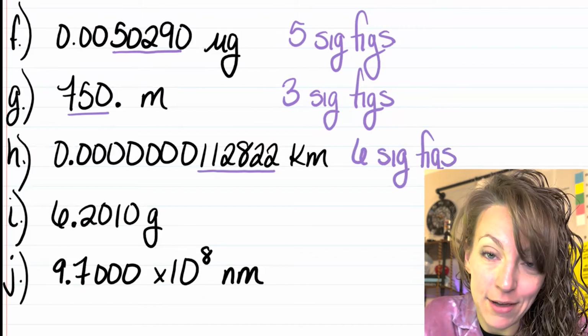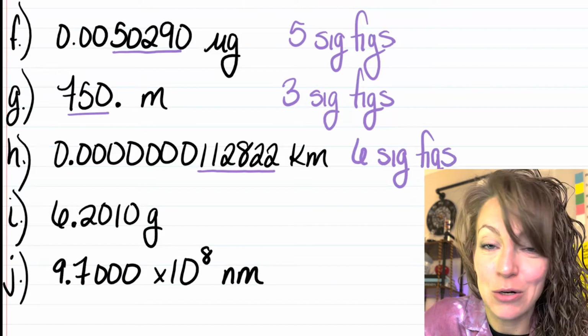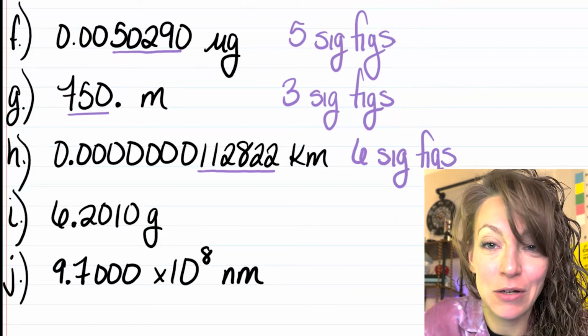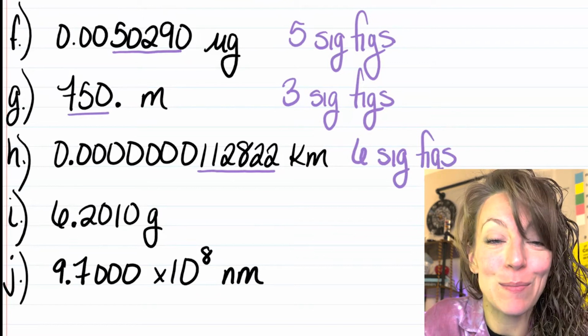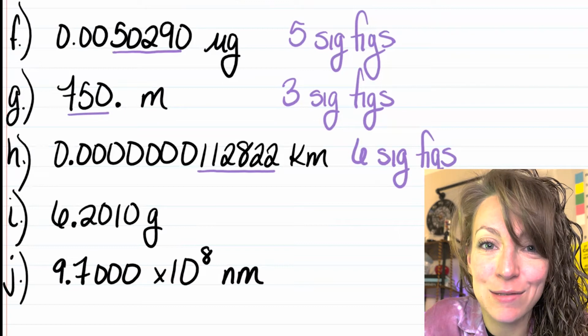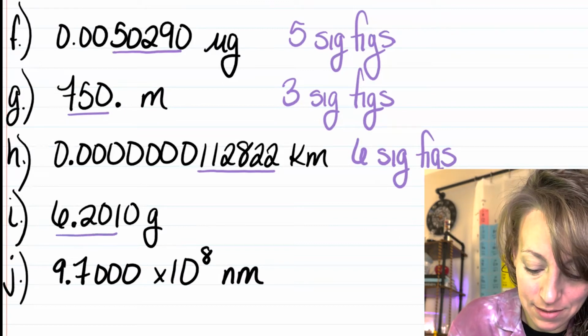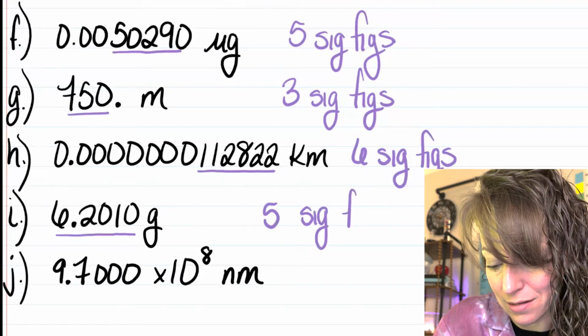In letter I, we have 6.2010. We've got 1 trapped 0, 1 trailing 0. The trapped 0 is always significant. The trailing 0 here is significant because there is a decimal point in this particular measurement. So we have 5 sig figs.